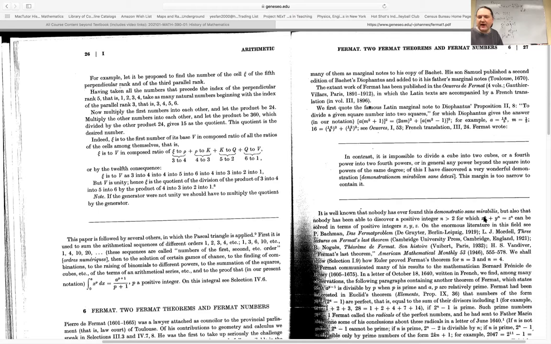He is claiming, by the way, that there's no x cubed plus y cubed equals z cubed for positive integers x, y, and z. There's also no x to the fourth plus y to the fourth equals z to the fourth for positive integers x, y, and z.